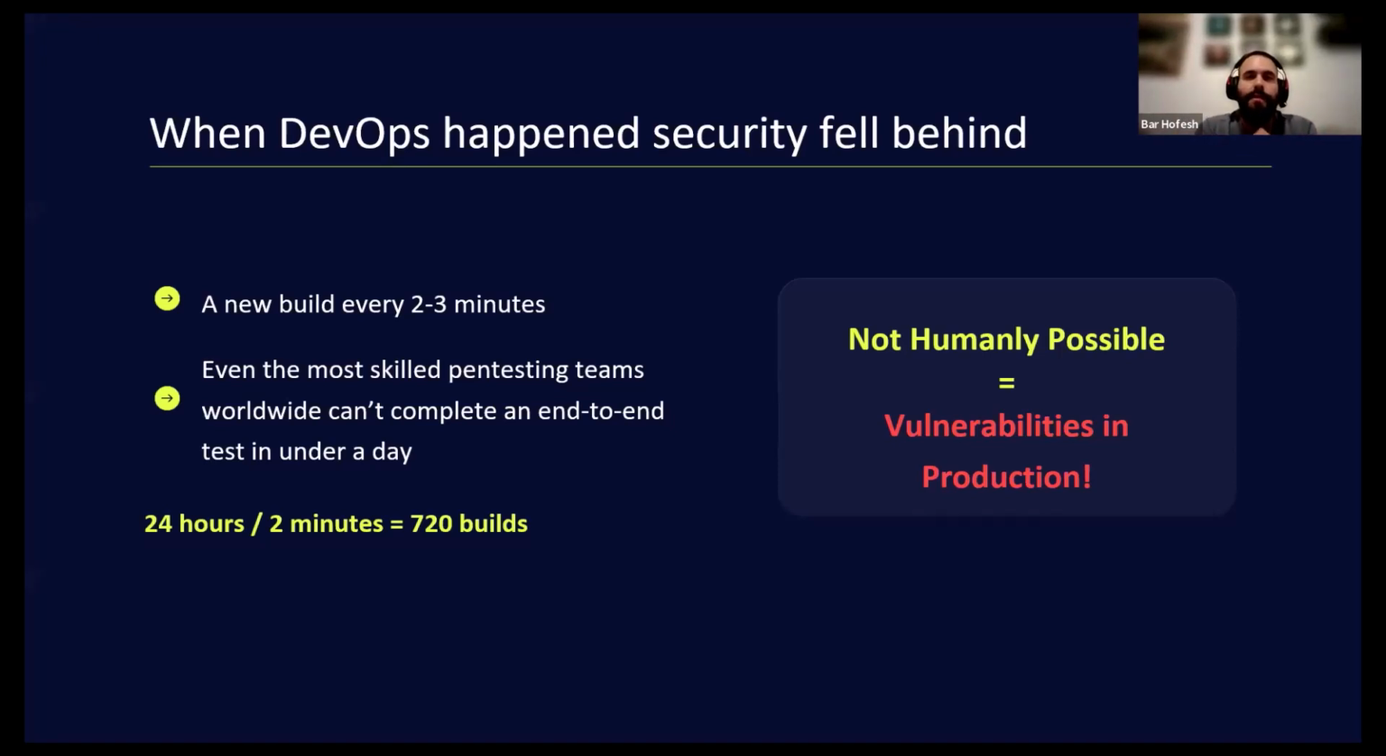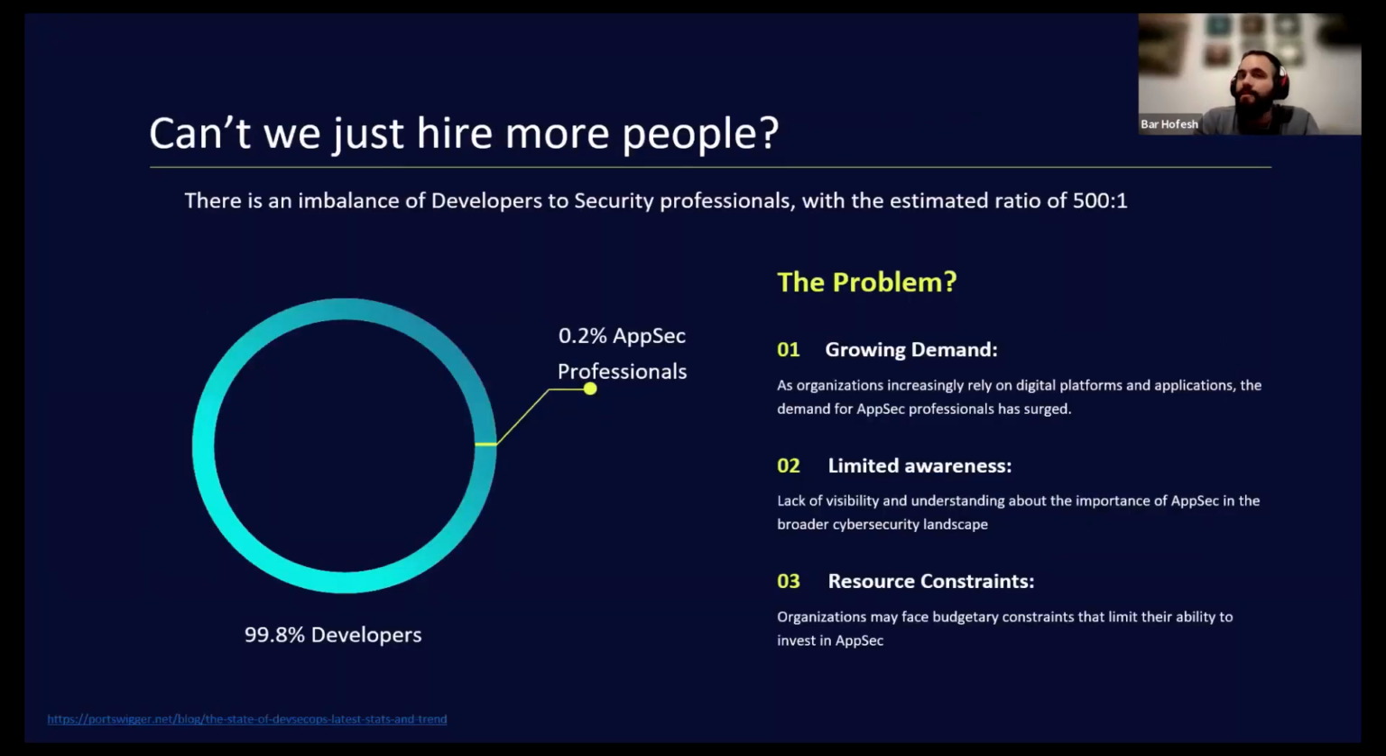And if we're talking about a build every 2 to 3 minutes, and we have 24 hours because part of the company is in Europe, the other part of the company is in the US, and it all connects to one big workflow, it means that we need to pen test 720 builds a day. Obviously, that's not humanly possible, and we need more people, right? So maybe that's how we solve it. Can't we just hire more people?